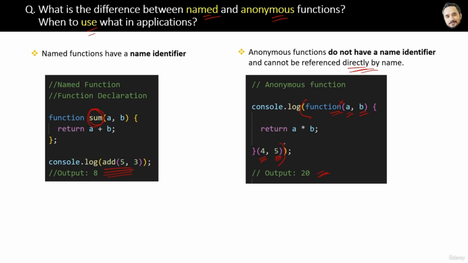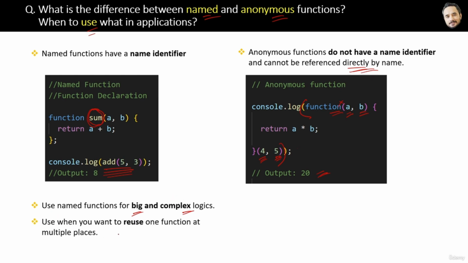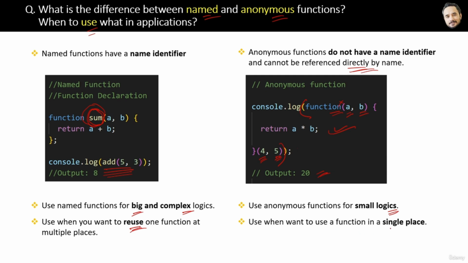Now the question is when to use what in our applications. The answer is: use named functions for big and complex logic, okay? Or use them when you want to reuse one function at multiple places. On the other hand, use anonymous functions for small and simple logic. Use them when you want to use a function at a single place only. So that is the difference, and that is the purpose of named and anonymous functions.